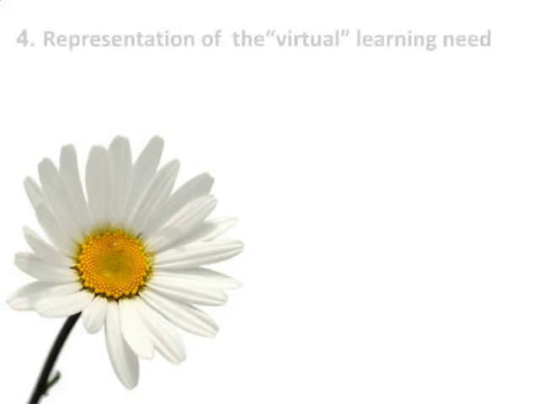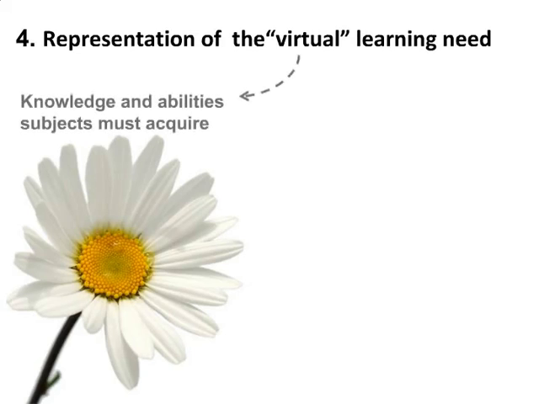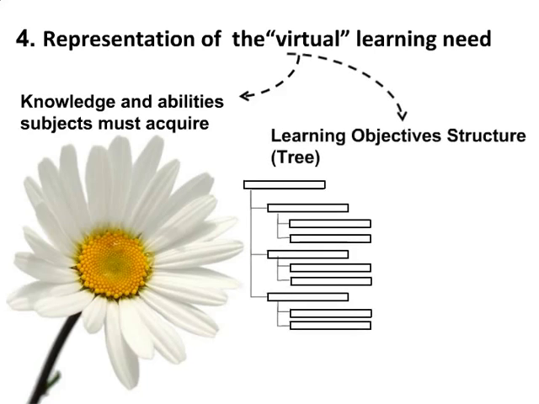In the fourth phase, the competencies must be broken down in order to identify the actual learning need, that is, the knowledge and abilities integrated system subjects must acquire in order to competently behave within the organization. So, a formal structure of learning objectives must be defined.